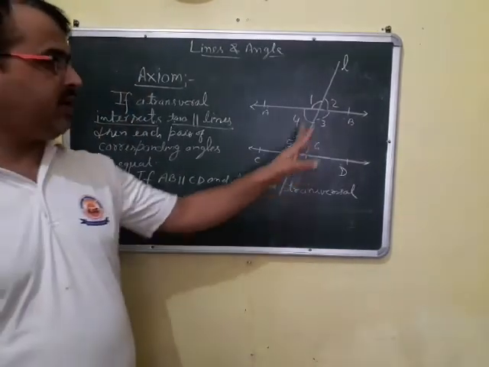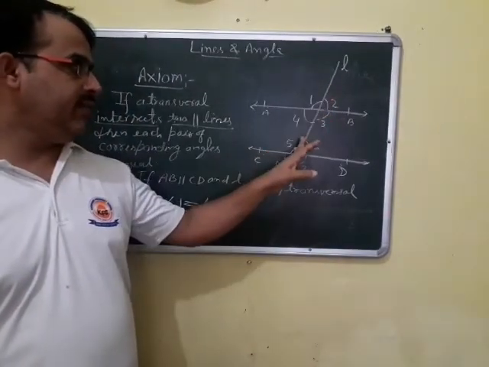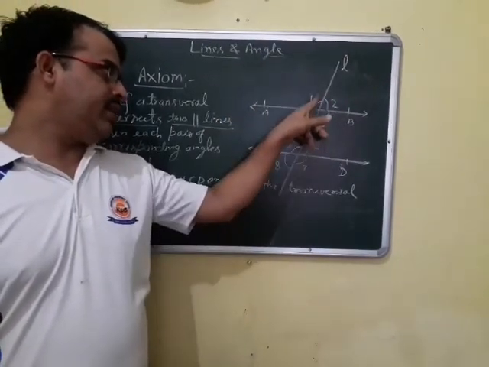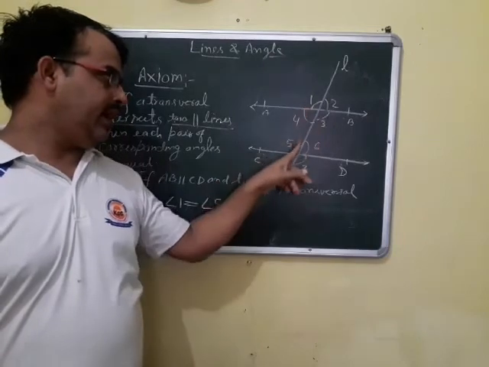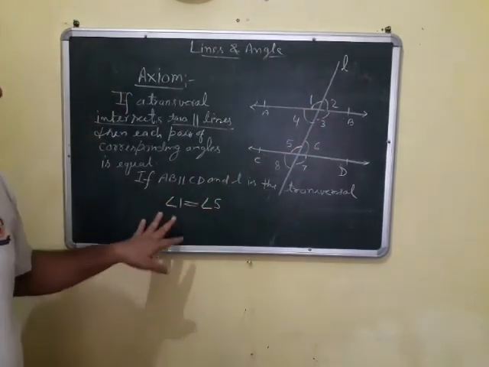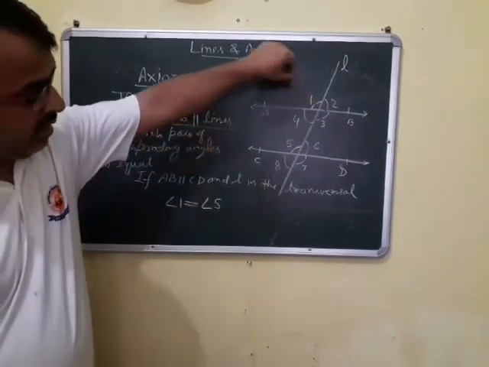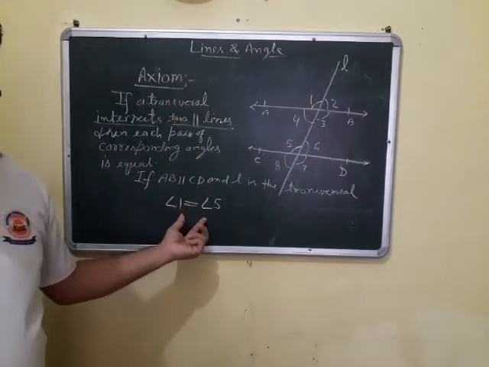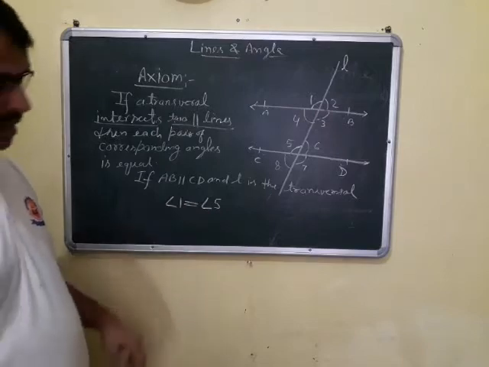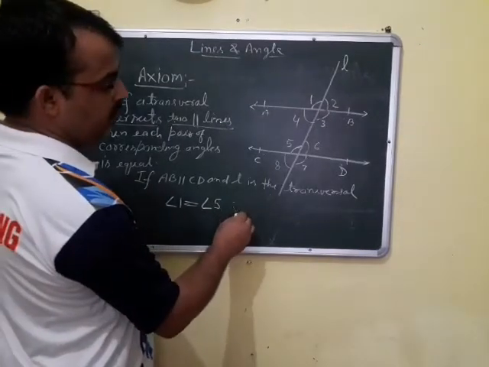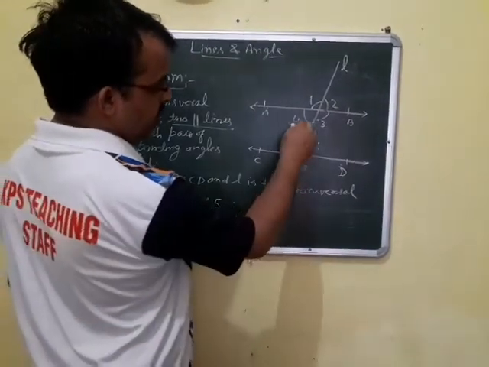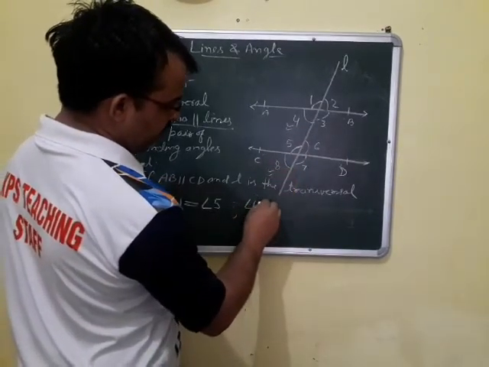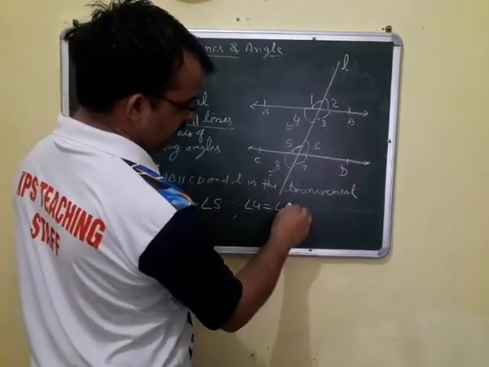This one is the corresponding angle, angle 1 and angle 5. AB are the parallel lines, L is the transversal, so angle 1 and angle 5 are corresponding angles. So these two corresponding angles, angle 1 and angle 5, are equal. Clear? Angle 4 and angle 8. This one is also a corresponding angle. Angle 4 is equal to angle 8.